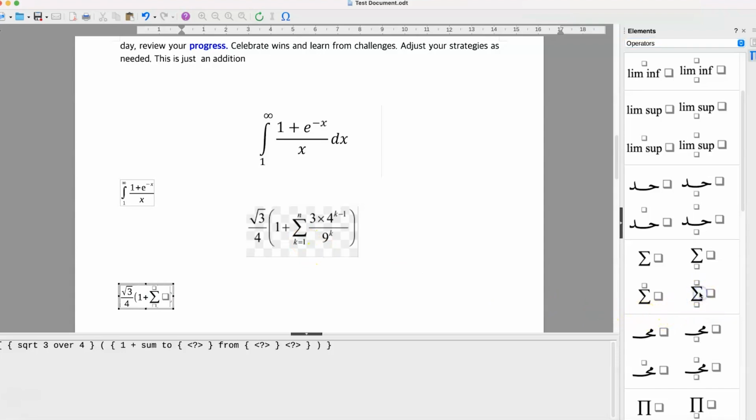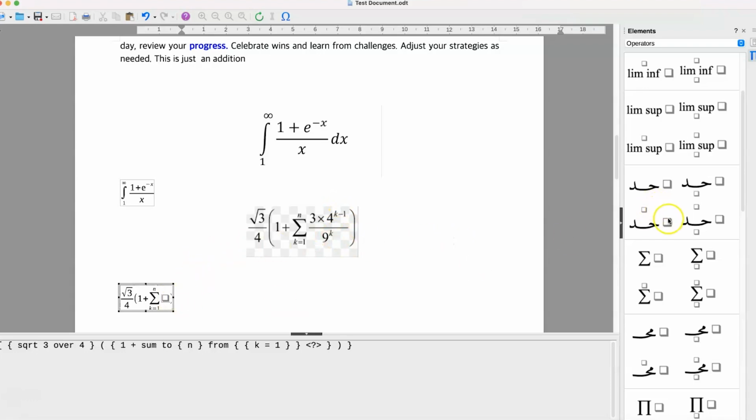So we select this one. Okay, so you have it. The first limit is at k equals 1, and then the second limit, which is at the top, n. All right, so you can see, and then what operations do we have? This is also a fraction, 3 times 4 raised to the power k minus 1 divided by 9^k.